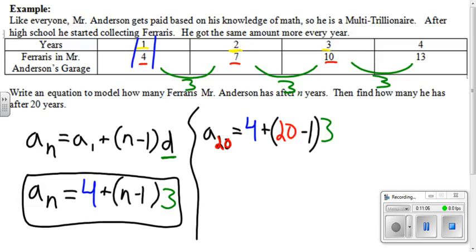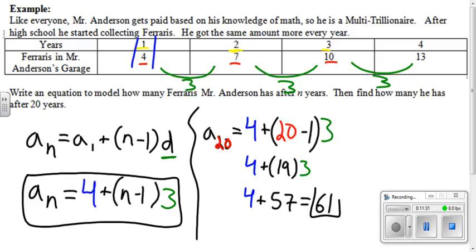Okay, so we'd say then 4 plus 19 times 3, which is 4 plus 19 times 3 is going to be 57. And 4 plus 57 equals 61. So a sub 20 equals 61. After 20 years, Mr. Anderson will have 61 Ferraris in his garage. Pretty cool.